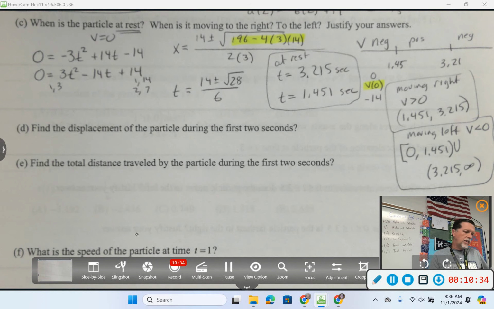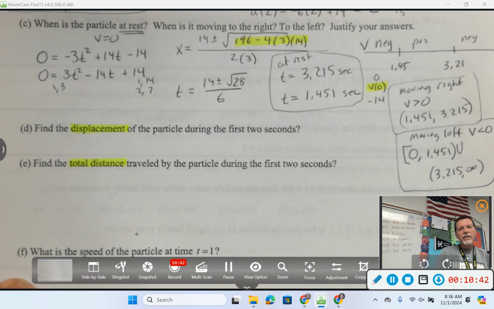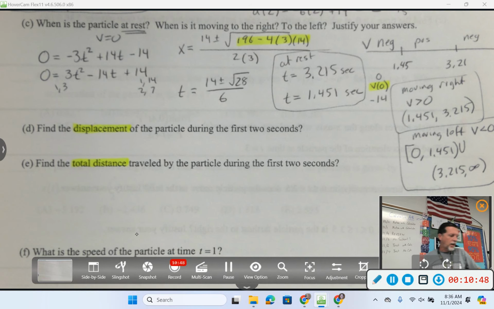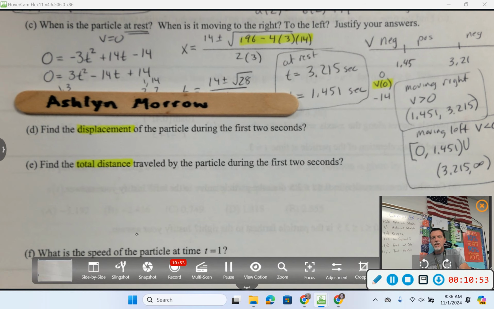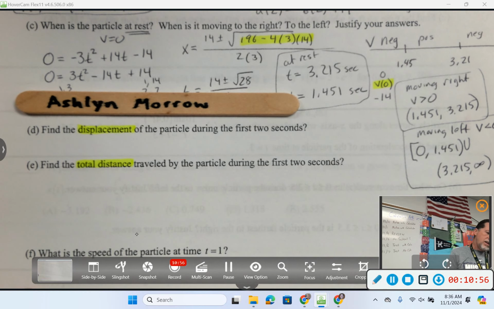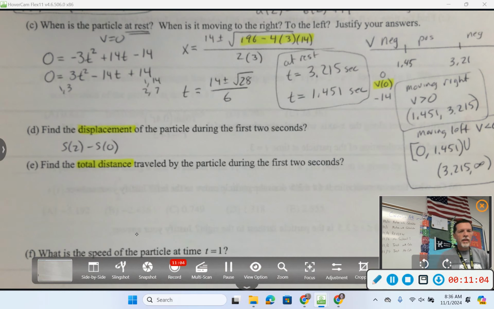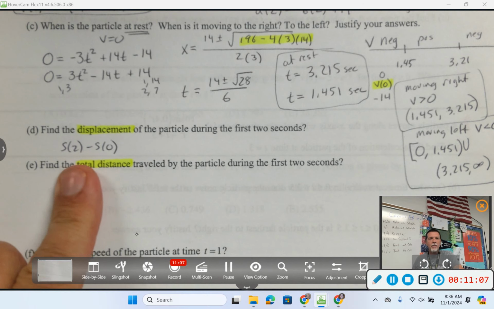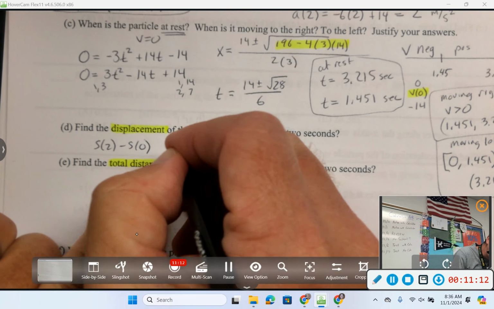Question D. Find the displacement of the particle. And almost always, after you find displacement, you're finding total distance. So it's kind of helpful when we ask for both. I think it helps you remember that there's two separate things. Better make sure I get them correct. Ashlyn, how do I find displacement? Perfect. S of 2 minus S of 0. And if I had those defined somewhere, I could stop there, but I don't think I've found any of that stuff yet. So that's accurate, but that is not a safe stop.